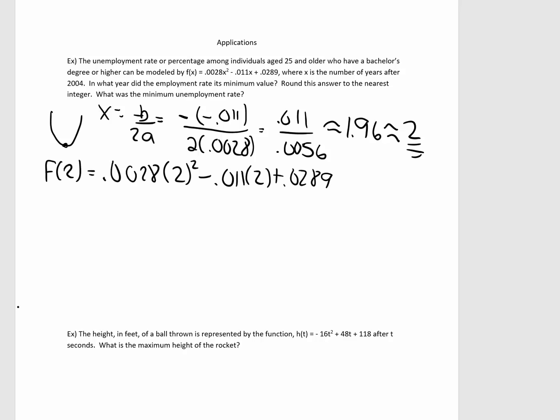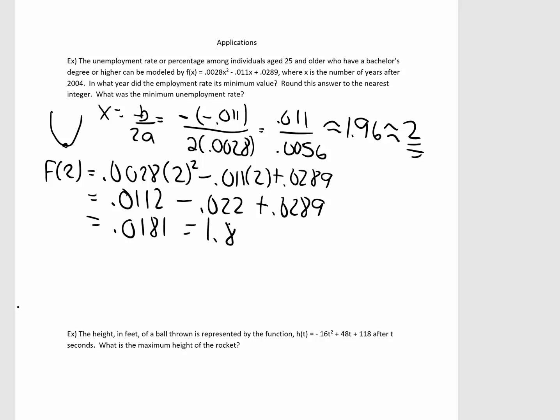So we've shown substituting in 2. Now let's get a calculator to help us simplify these numbers. So when we do that, we get this decimal. But remember, we want a percentage. So this is the same thing as 1 and 81/100%.